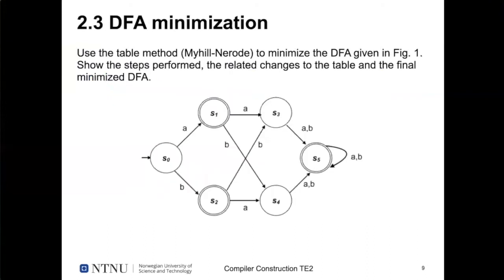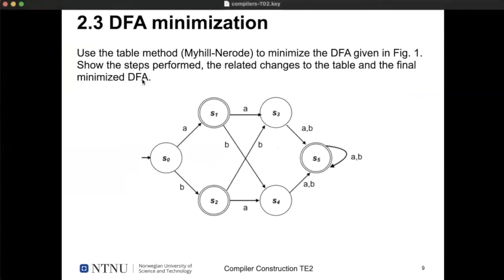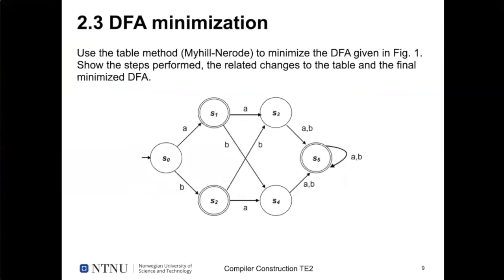So question number 3 was to use DFA minimization, so to use the table method or Myhill-Nerode method to minimize the DFA that was given here. And you should show the performed steps, the changes to the table, and the final minimized DFA.